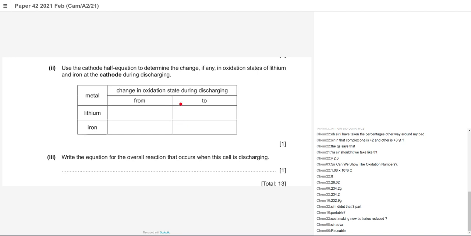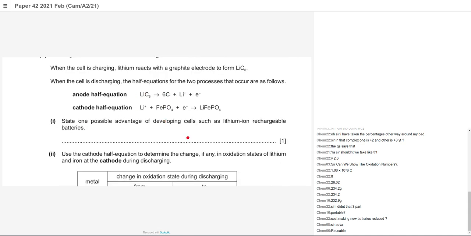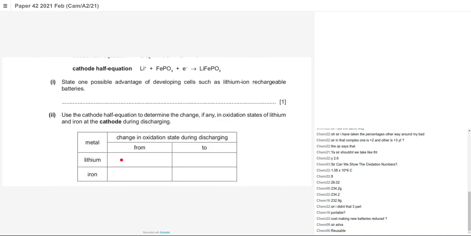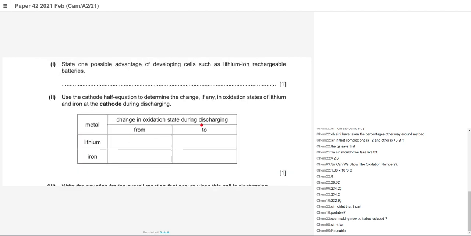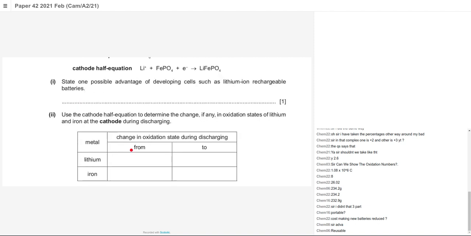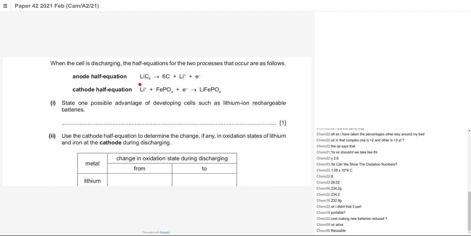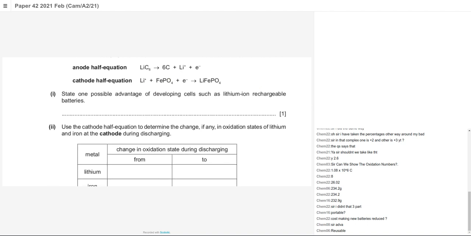Use the cathode half equation to determine the change, if any, in the oxidation states of lithium and iron at the cathode during discharge. This is the equation for discharging anyway, right? So oxidation state of lithium, discharging from 2. This is lithium. This is anode and cathode. This cathode, right? Cathode. So lithium is +1 here.